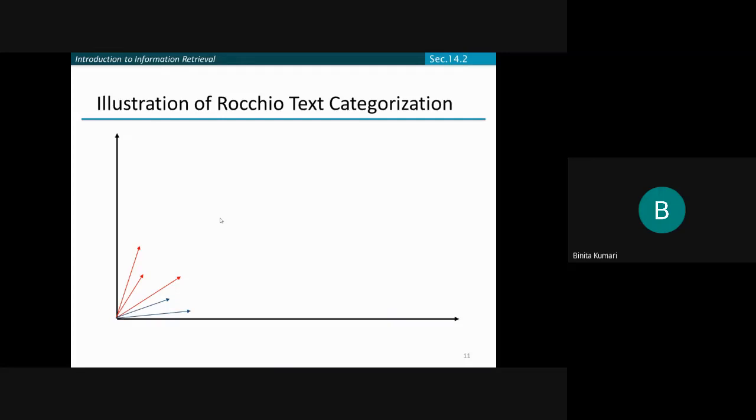Now since the Rocchio algorithm is a two-class problem, here two different classes have been shown. One is of blue color, another one is of red color. These documents which are blue belong to one class, and those which are red belong to another class. So basically this is one class and this is another class. Two classes are there. Just to separate the classes and have clear visibility, two different colors have been used.